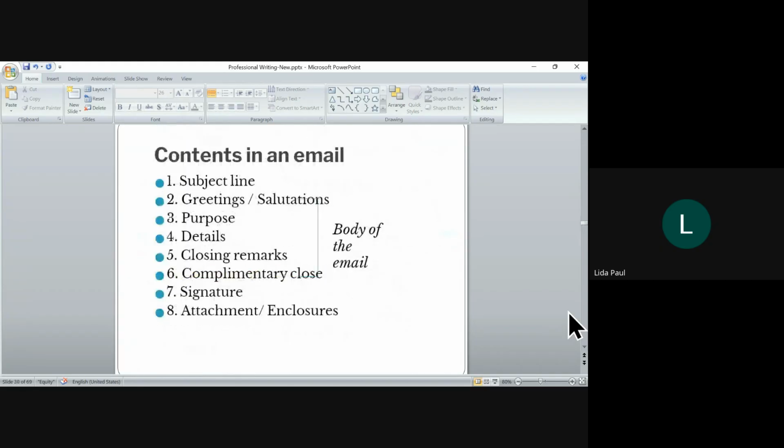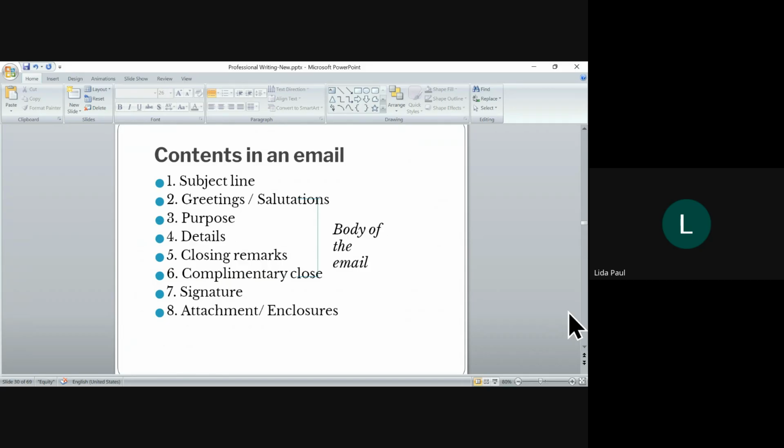If you look at this one, we've covered the first five already, right? All of this has been covered in the last 2 days. We've discussed at length how to come up with effective subject line salutations, how a purpose statement should look, what we mean by detailed statements, and what closing remarks are. Today, we are going to look at that last remaining part, which is called the complementary close, or essentially how you end the email.